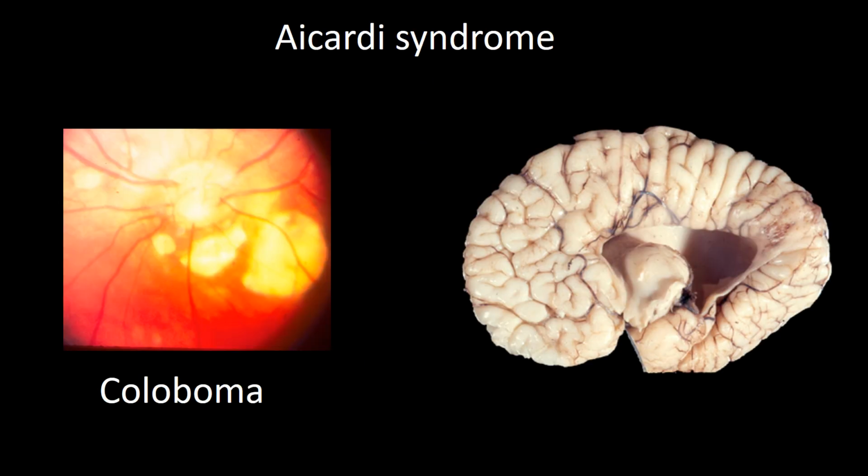The second fact is that there is a syndrome called Aicardi syndrome, which occurs in girls, in which you can make the diagnosis of agenesis of the corpus callosum by ocular fundoscopy. If you do fundoscopy in one of your patients and you see colobomas as the one in this frame, the patient is likely to have agenesis of the corpus callosum. Patients with Aicardi syndrome often have seizures.